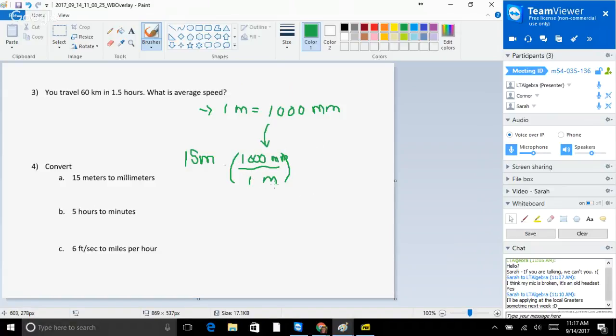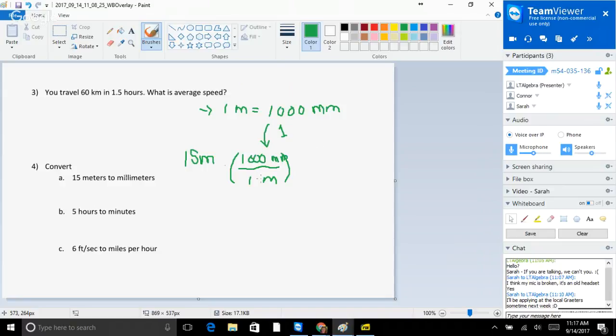But the reason that you're allowed to do this is because if you look at 1,000 millimeters divided by 1 meter, those are the same values. They're just expressed in different units. So really, when you multiply by this, it's really like multiplying by the number 1. And we're allowed to do that.